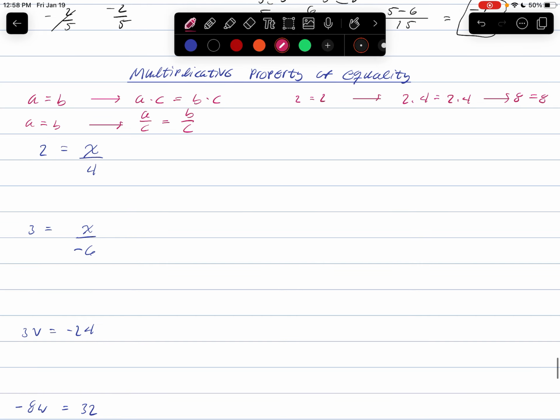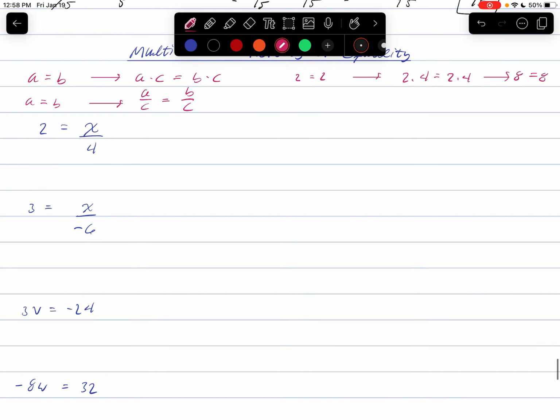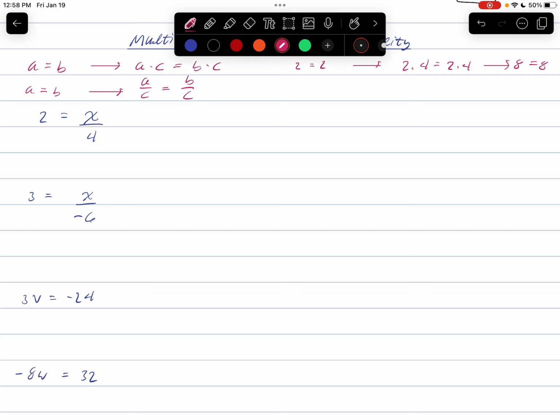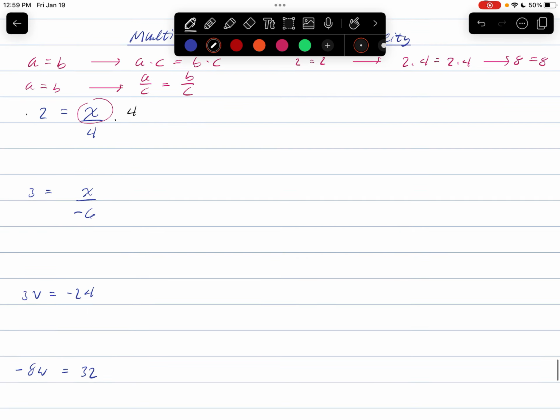Let's go ahead and look at a few examples. Here we have 2 is equal to x over 4. Our goal is to isolate this x all by itself. To do that, we can multiply the right-hand side by 4. But because we want to keep this equal sign valid, we have to multiply the left-hand side by 4 as well. This allows us to cancel this 4 with this 4, and the equation becomes x is equal to 4 times 2, or x is equal to 8.